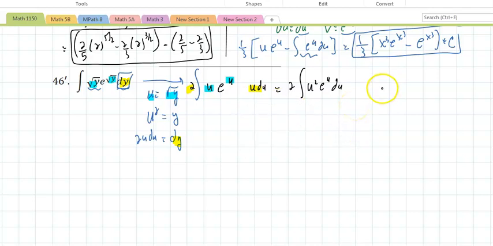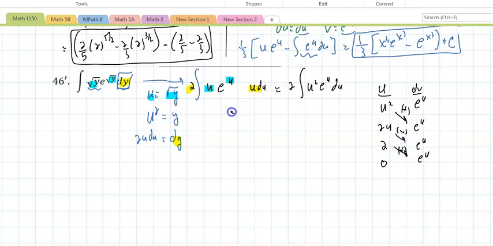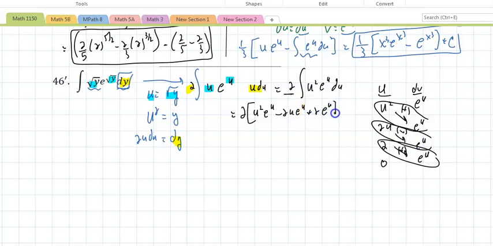You could use the shortcut. Let u equal what? U squared, a derivative of that, and dv be e to the u. You want to use a different letter, you're welcome to. It really makes no difference. Easier to get used to it this way. A plus, a minus, and a plus. So this is going to equal 2 times the product of those, u squared e to the u, minus 2u e to the u, plus 2e to the u plus c, and that would be twice.